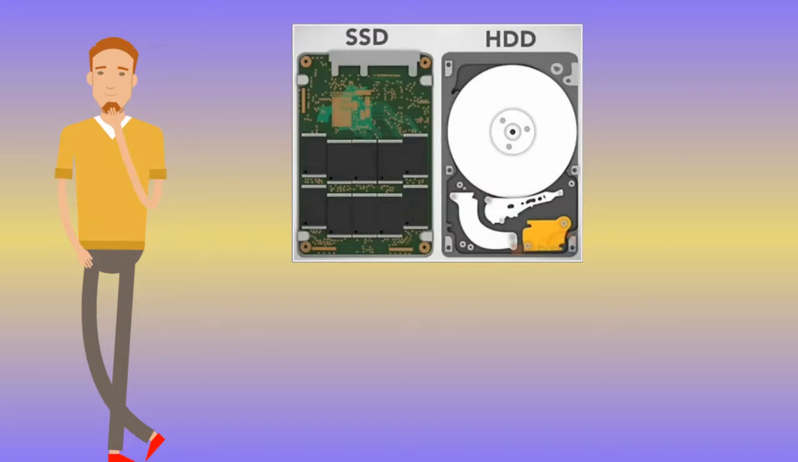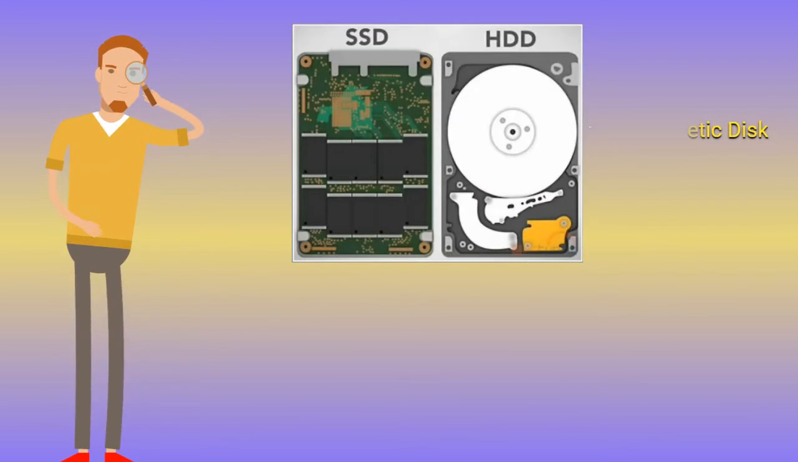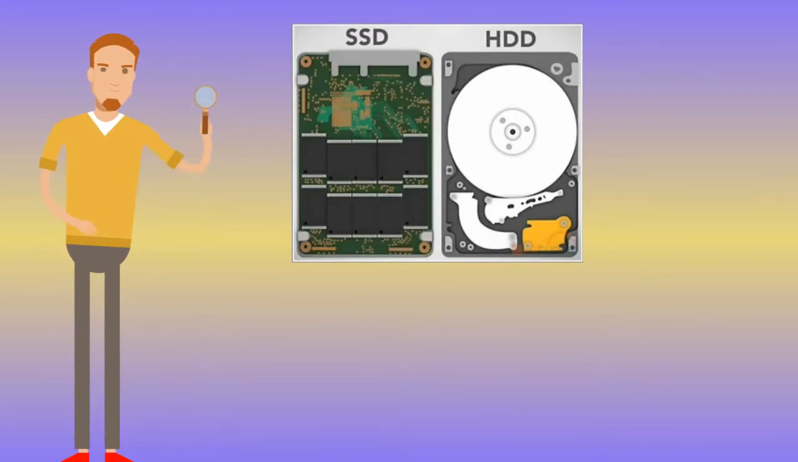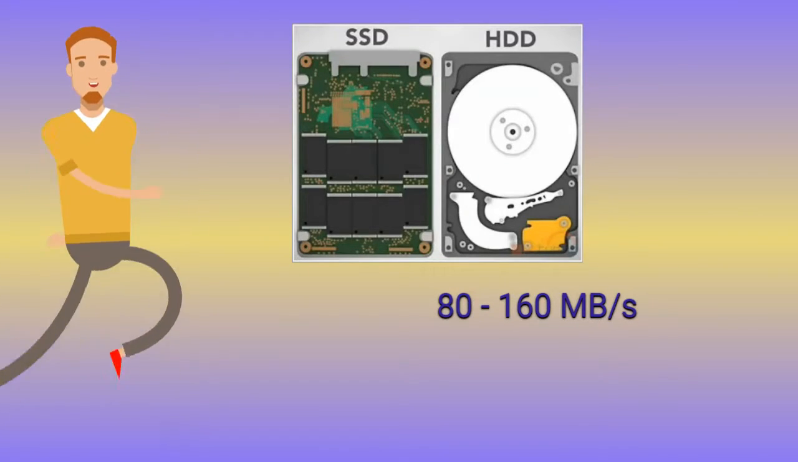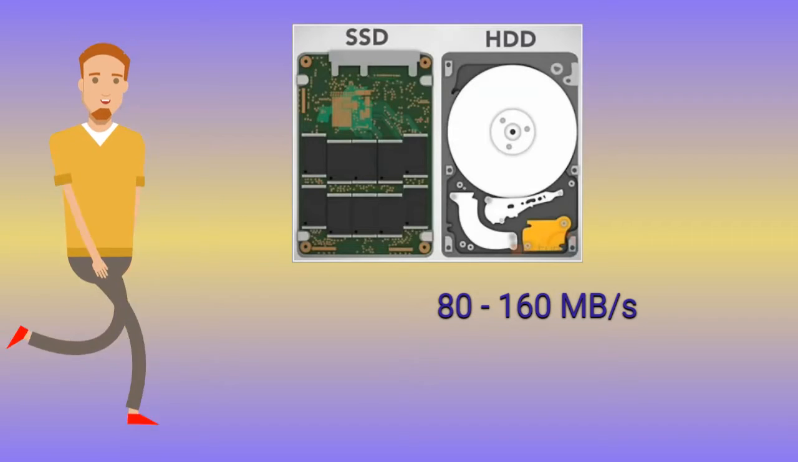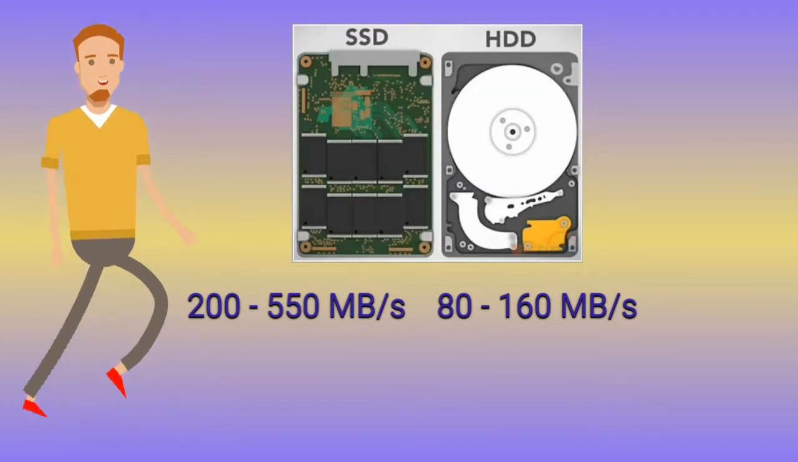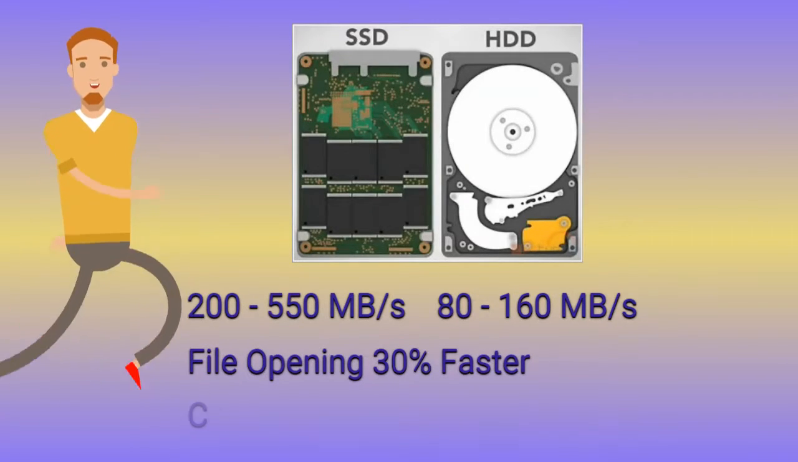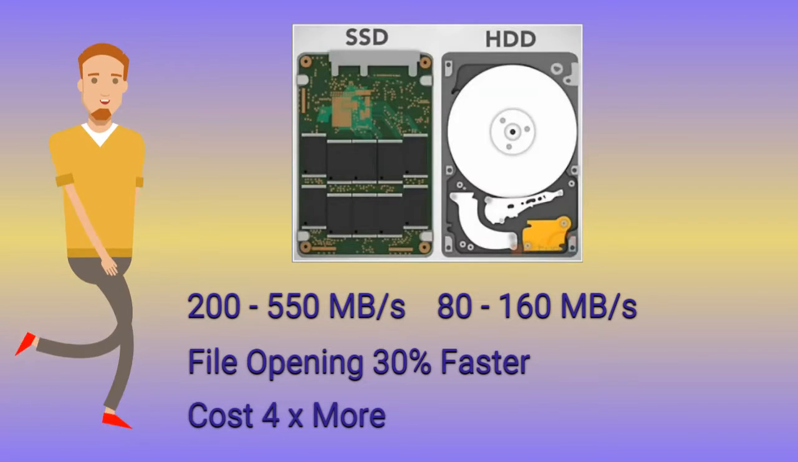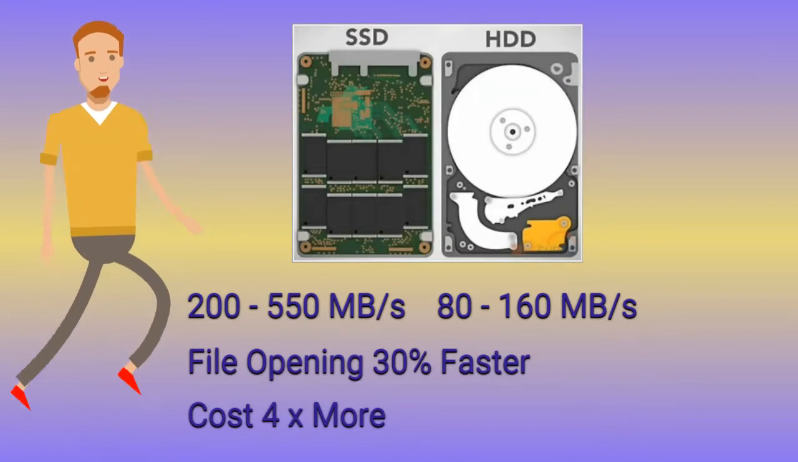Most hard drives contain moving parts, as well as a magnetic disk. The exception is solid-state hard drives, which operate like flash memory without moving parts. The file copy speed of a normal hard drive is between 80 and 100 megabytes per second. Solid-state, you're looking at 200 to 550 megabytes per second. File opening speeds up to 30% faster with a solid-state drive. The cost, however, is 4 times as much. Magnetic hard drives will, however, suffer from wear and tear and eventually fail.